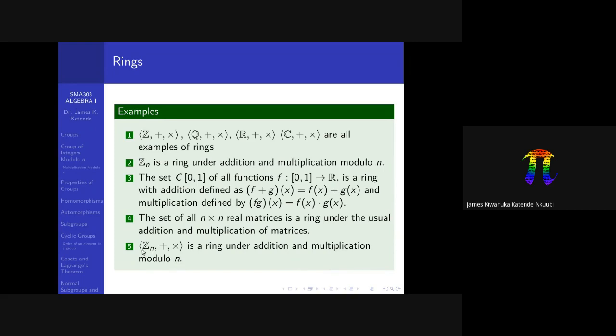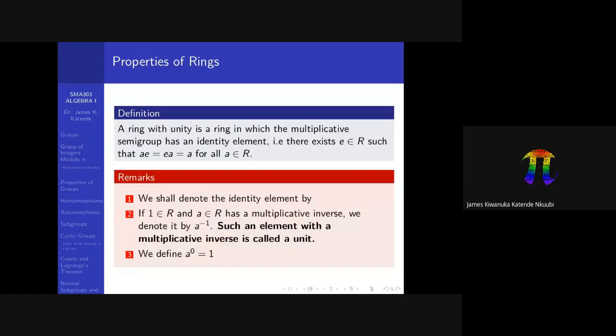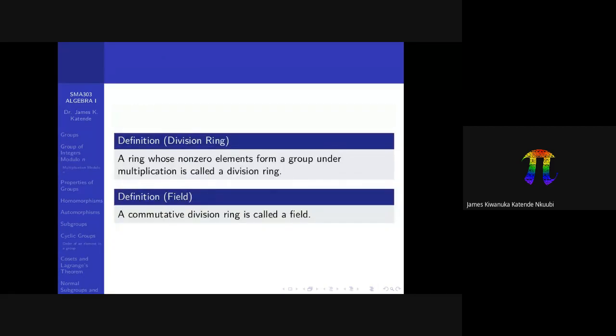So Zn, we see, depends. It will be a division ring depending on the value of n. If n is a prime, it will be a division ring. If n is not a prime, it will not be a division ring because some elements will not have inverses under multiplication if n is not prime. So our commutative, I think we have gone through this, so we can move on to the next.